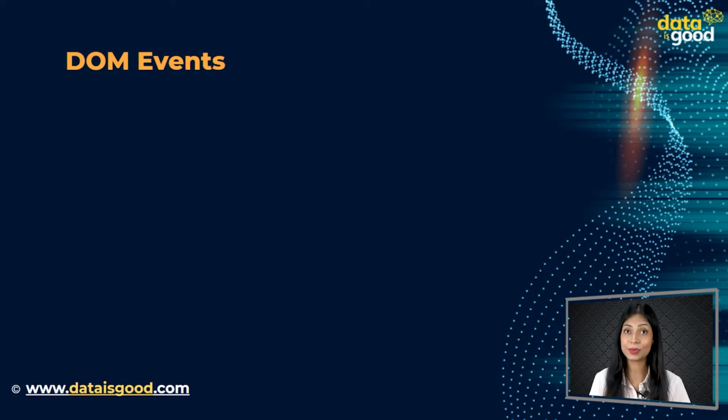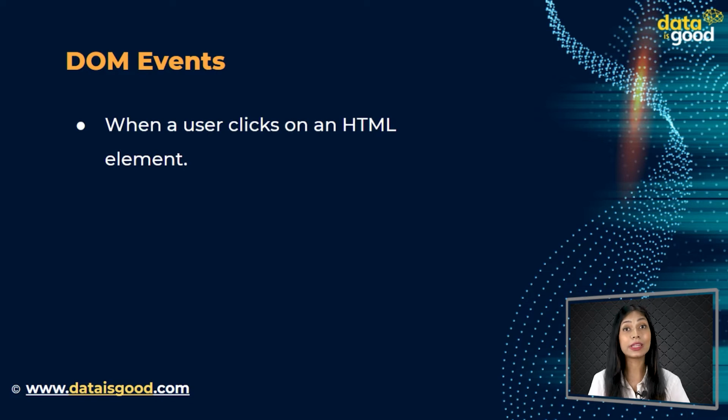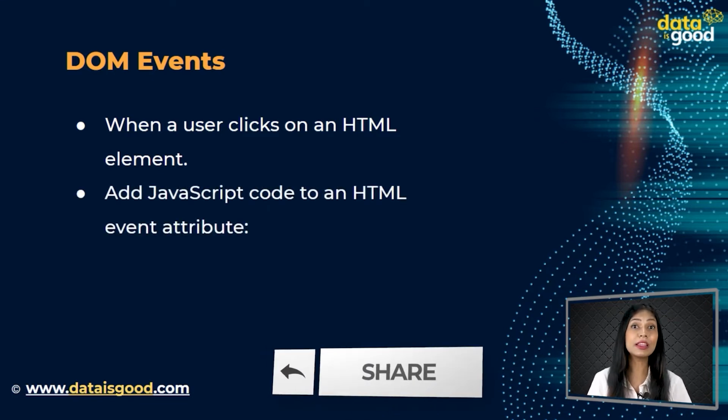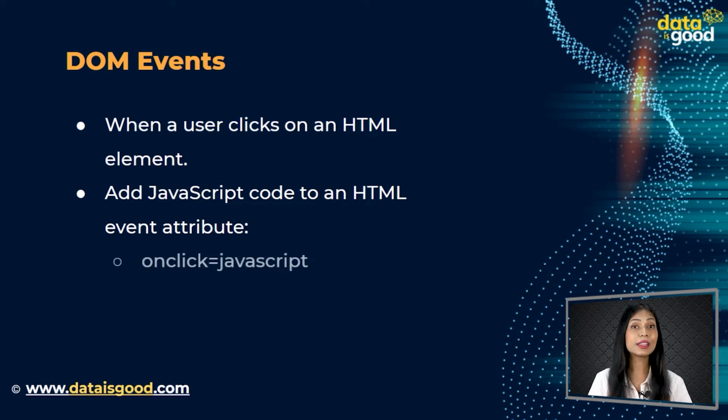JavaScript can be executed when an event occurs, like when a user clicks on an HTML element. To execute code when a user clicks on an element, add JavaScript code to an HTML event attribute: onclick equals JavaScript. Let us see a basic example.